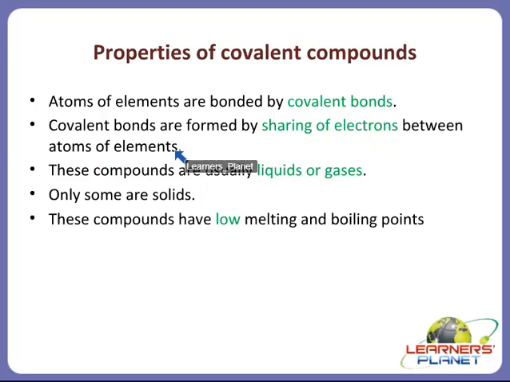Now these compounds, children, are usually liquids or gases. Like H2O is a liquid, HCl is a gas. So these compounds are usually liquids or gases. Ammonia exists in the form of liquid as well as gas. H2O2 exists in the form of a gas as well as liquid. There are only certain covalent compounds which are solids, so covalent solids are very rare. These compounds have low melting and boiling points.